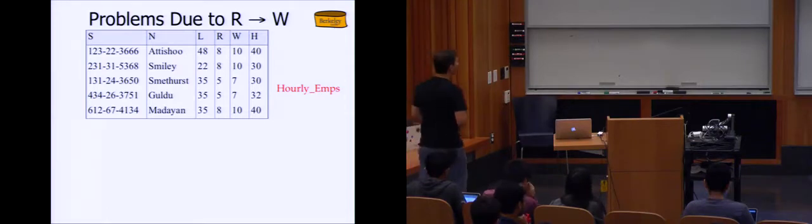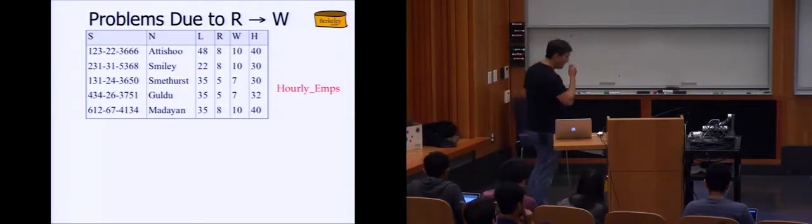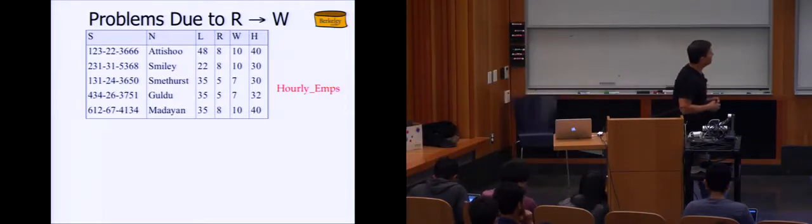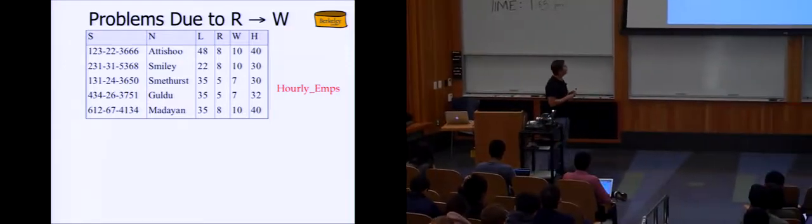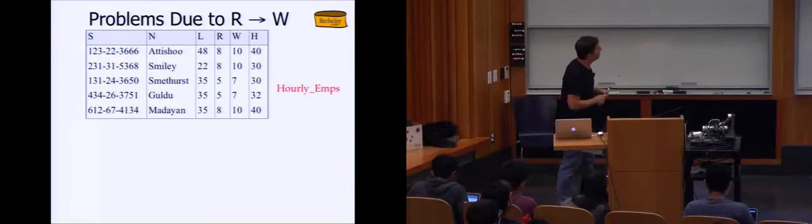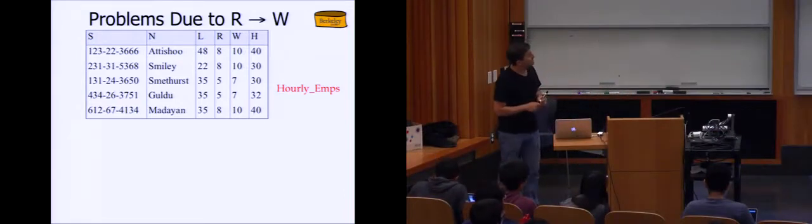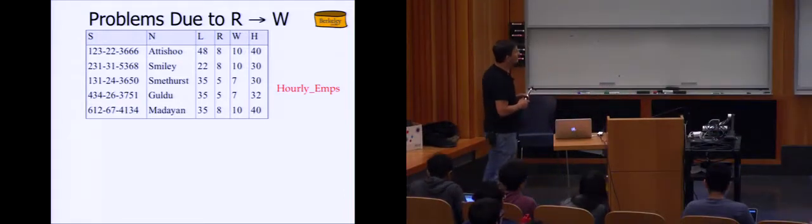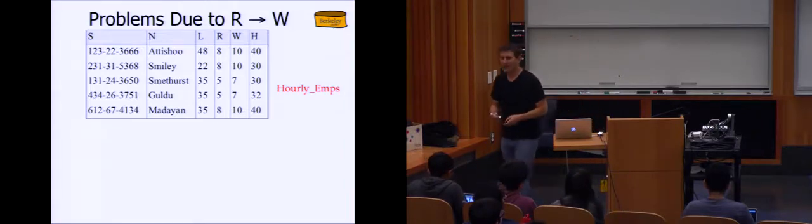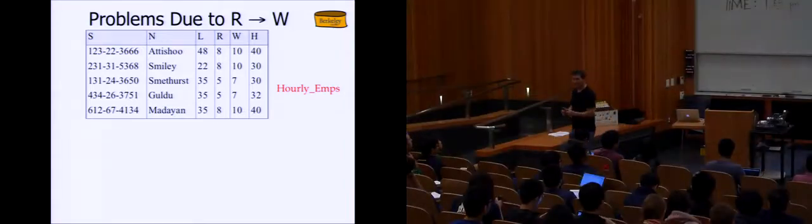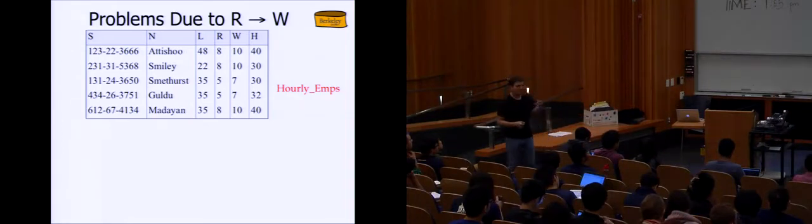Okay, now we get some problems, actually. And the problems that are going to arise in this case are due to this rating determines wage business. So here's our table of employees, SNLRWH. And you can see there's people with different ratings. Some people have the same rating, some people have different ratings, and their wages. Bad things can happen. What bad things could happen because of the way we've encoded this table?